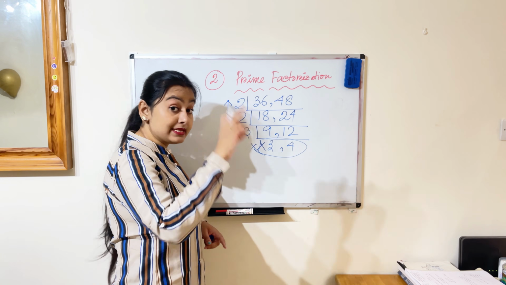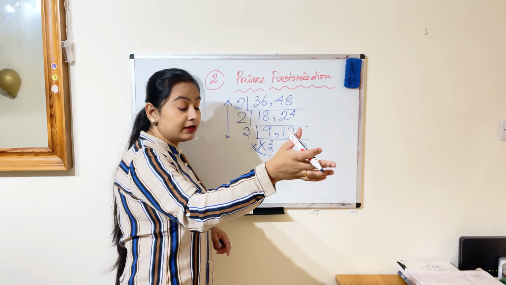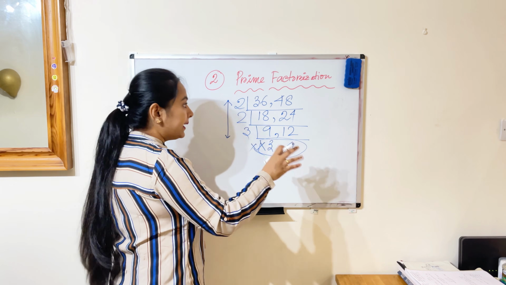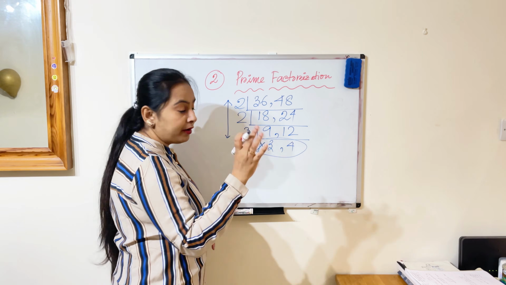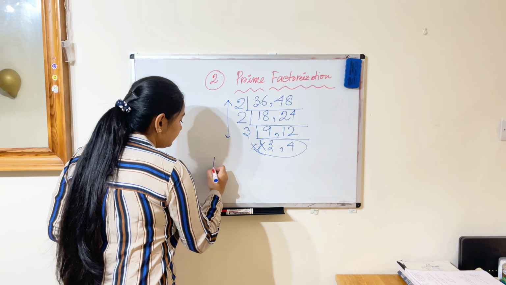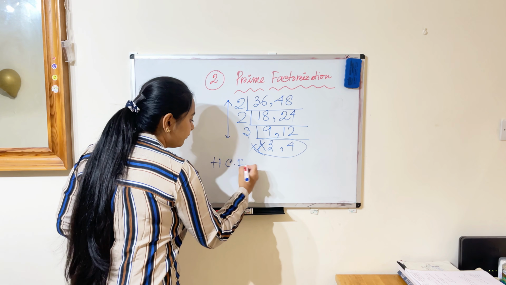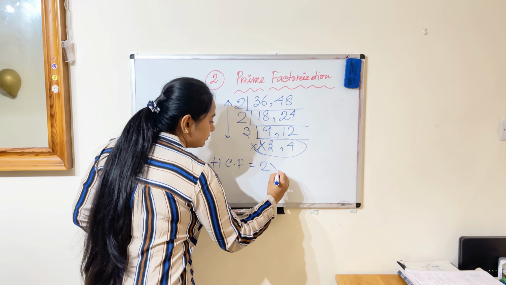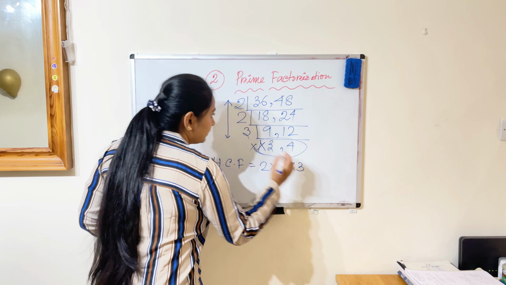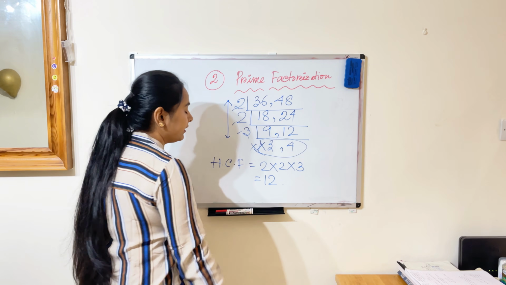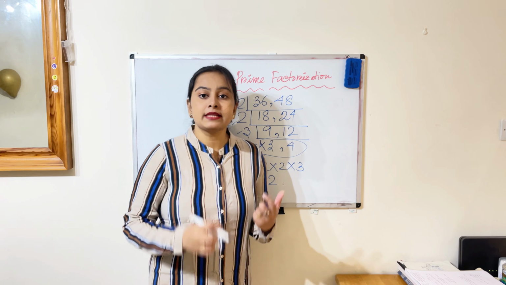In case of LCM, in our next class we will learn about it, then we can take, but for HCF we have to take only this standing set of numbers. So the HCF of 36 and 48 would be 2 into 2 into 3. 2 into 2 into 3, 2 fours are 12, 12 will be our HCF of 36 and 48.